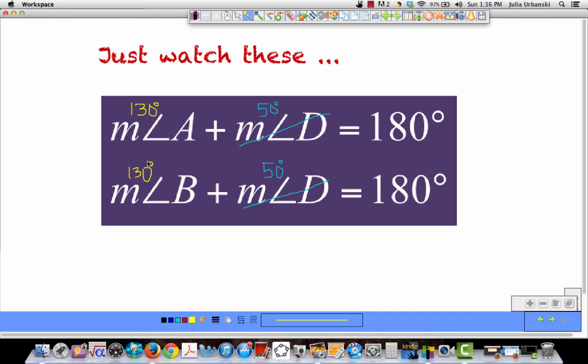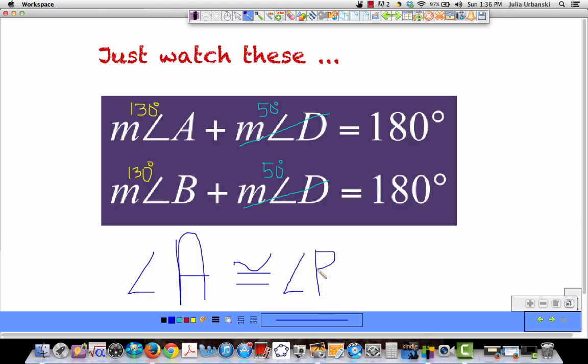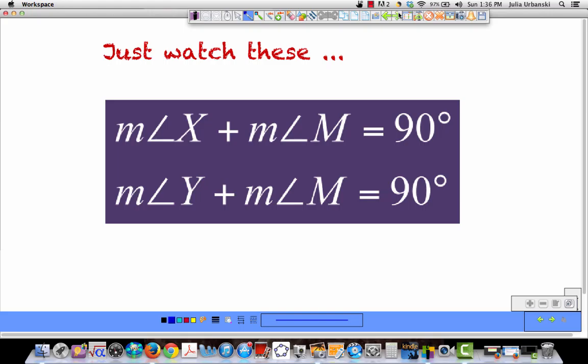Angle A ends up being equal to angle B. Angle A is congruent to angle B. Whenever they're both supplementary to the same angle, which will be the same degrees in both equations, that means they have to end up being equal to each other. Same thing happens for complementary.